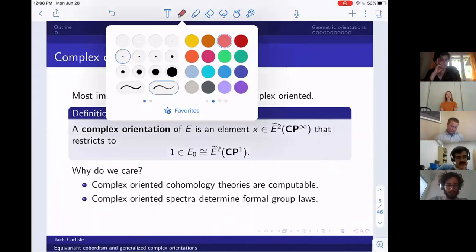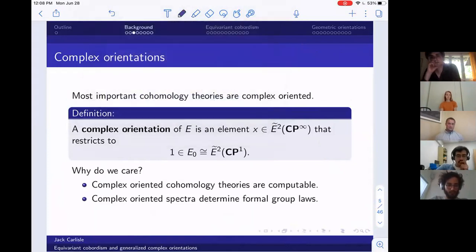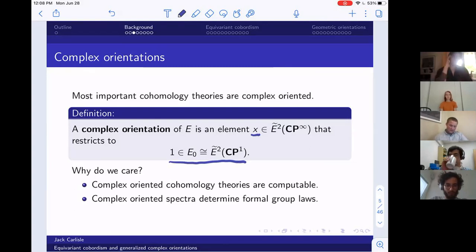Before I go on and on about how important complex orientations are, I ought to tell you what a complex orientation actually is. If E is a commutative ring spectrum, then a complex orientation of E is just going to be a cohomology class in the E cohomology of CP infinity, satisfying this restriction condition. If you're familiar with these complex orientations, you might have good intuition for why we want something like this. I don't want to delve too much into why we want this particular restriction condition, but let me just tell you what a complex orientation of E gives us.